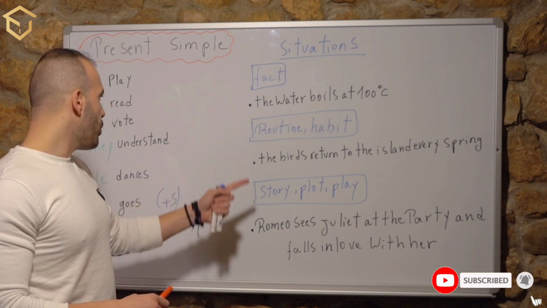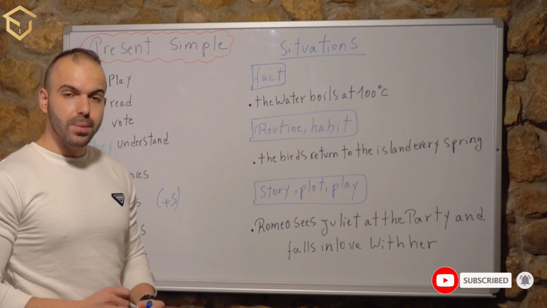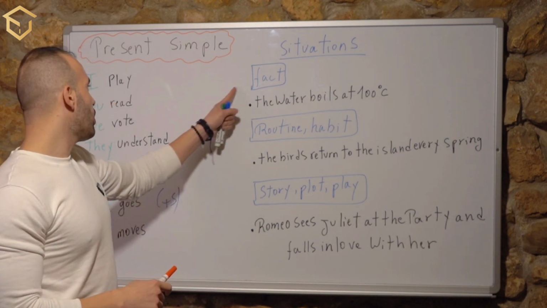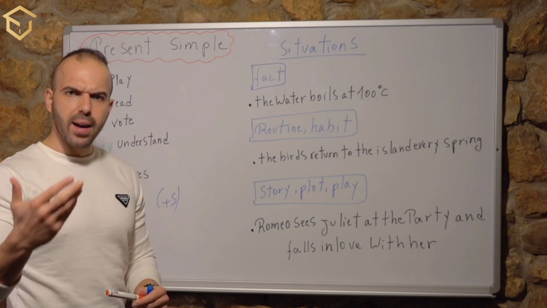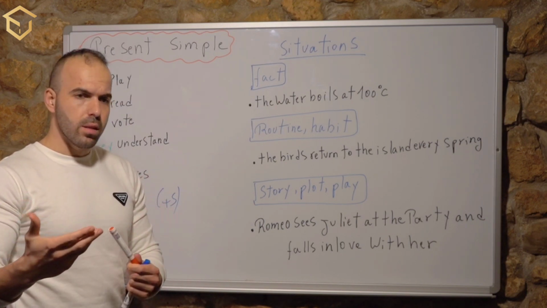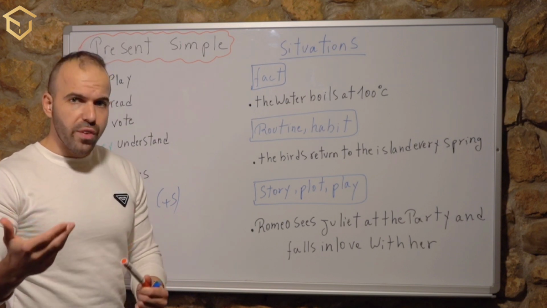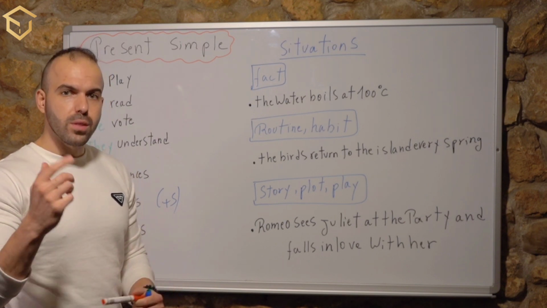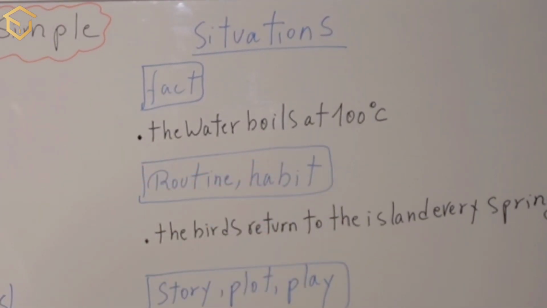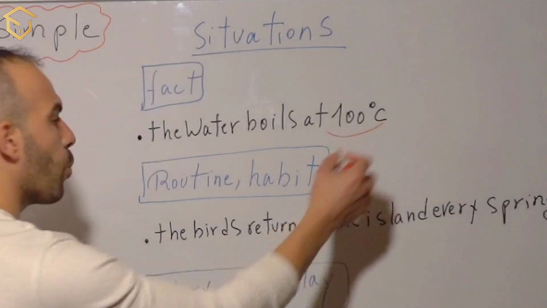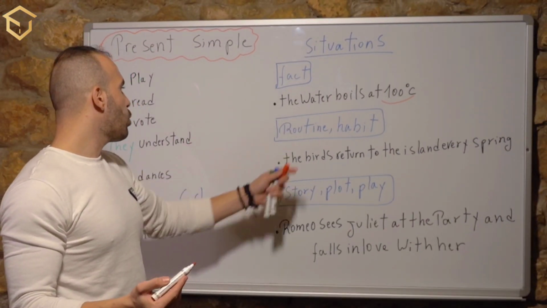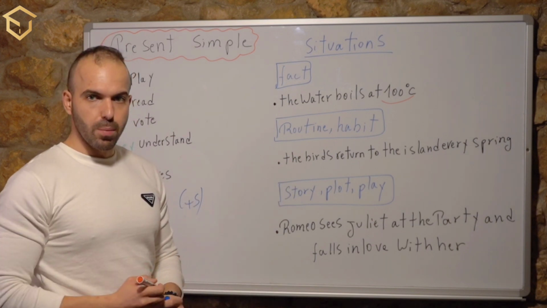We use the present simple verb tense in 3 different situations. The first situation is if you want to talk about a fact. What does it mean? It could be a scientific fact, an economic fact, a social fact, whatever it is. For instance, the water boils at 100 degrees Celsius. So at this temperature, the water boils. It's a fact.